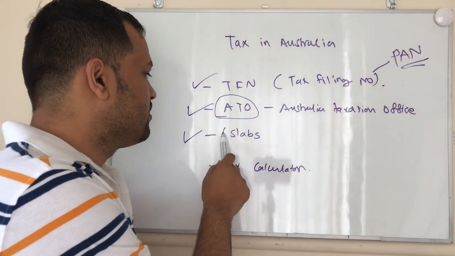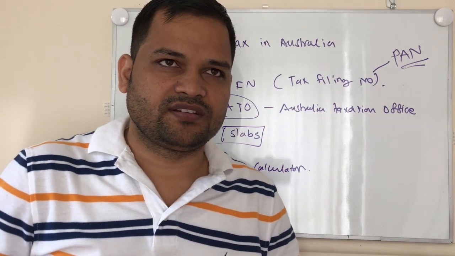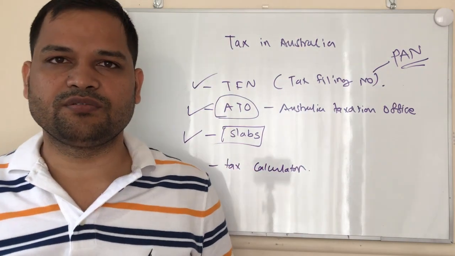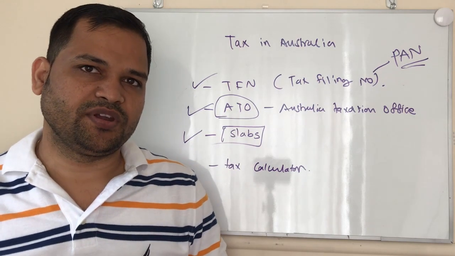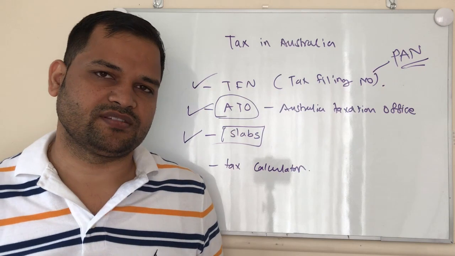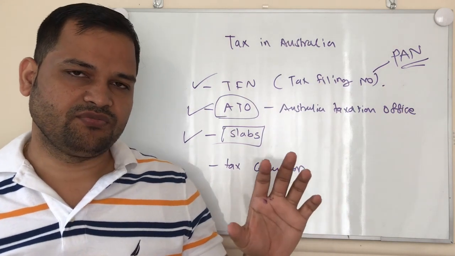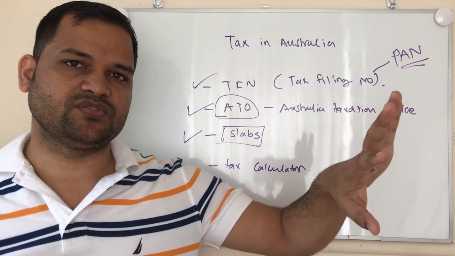And there are also slabs. Just like how in India we have slabs. Like if you have an income of say 5 lakhs, the first 3 lakhs we don't have to pay tax. So if you earn 2 lakhs annually, you don't have to pay tax. And if you have an income of 5 lakhs, the first 3 lakhs is tax exempted, so you don't have to pay tax on that.